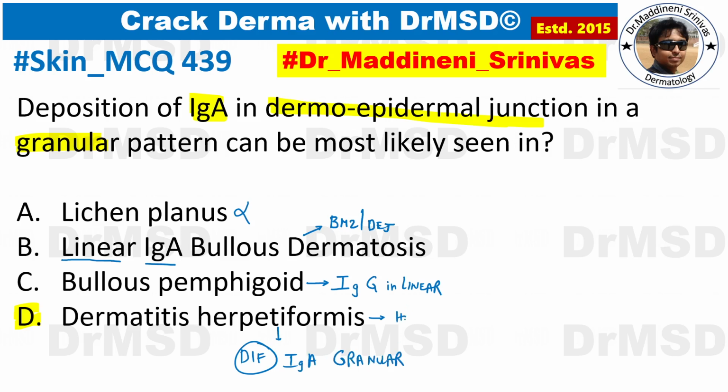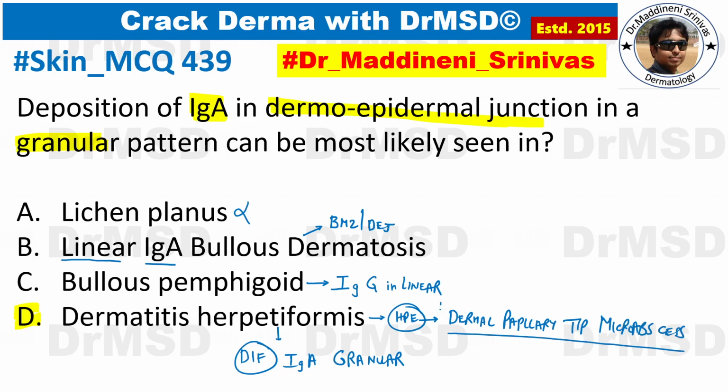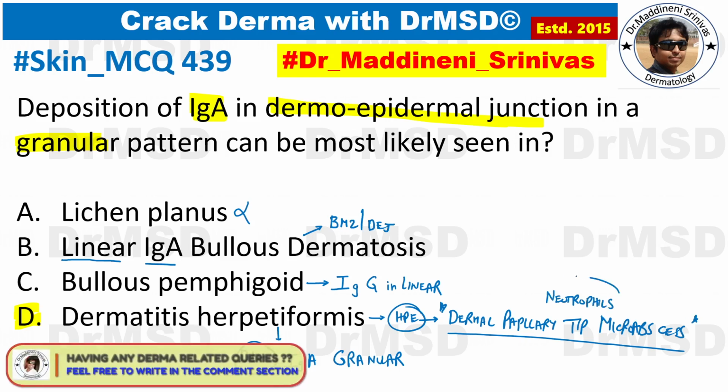And what is the histopathological observation? It is going to be dermal papillary tip micro abscesses. So this is also very important. You must remember that it is dermal papillary tip micro abscesses where the predominant cells are neutrophils. Okay, please remember this.